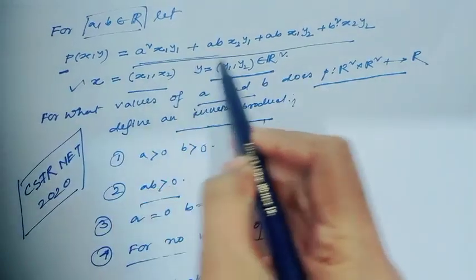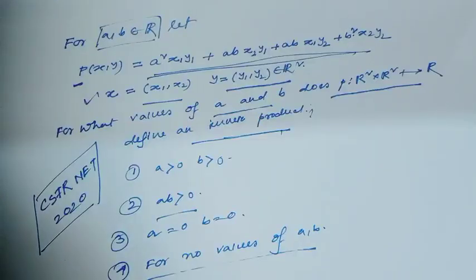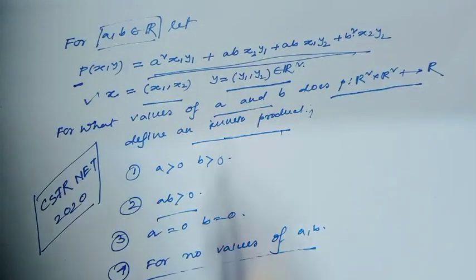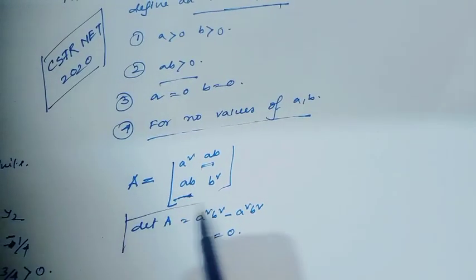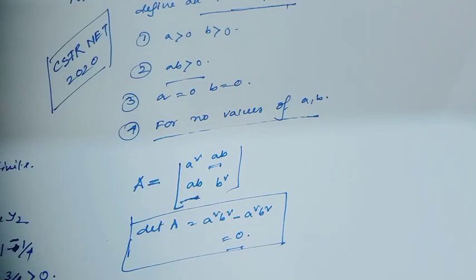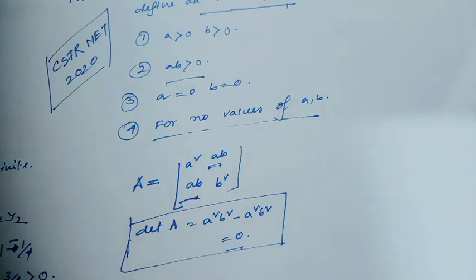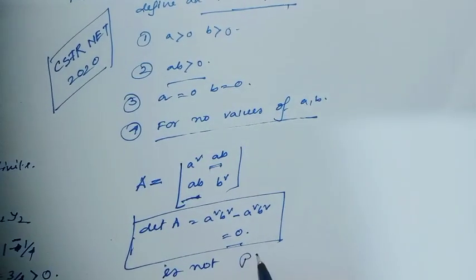Notice, from this quadratic form we can generate one matrix whose diagonal would be a square and b square, and off-diagonal would be ab. Then the determinant of this matrix would be obviously a square b square minus a square b square, which is equal to 0. And since the determinant of this matrix is equal to 0, that means this matrix is not positive definite. Have you understood this question?